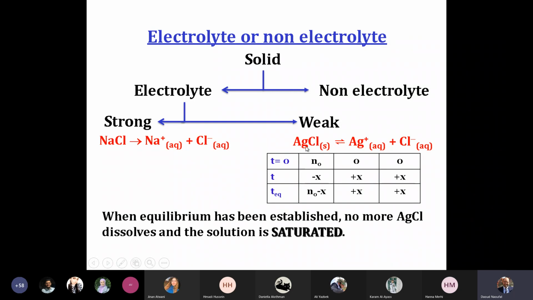So suppose at T equals 0, if we write the table of conversion according to the number of moles, at T equals 0, we have N0, 0, 0. AgCl will dissociate to ions, so it will lose X. At equilibrium, we have N0 minus X, formation of X and X. X is an indication of the solubility of AgCl that we call later S. So the dissolution of AgCl will continue until the equilibrium. At equilibrium, the concentration of Ag plus or the concentration of Cl minus, or the amount of Ag plus per volume or the amount of Cl minus per volume, is called the solubility.